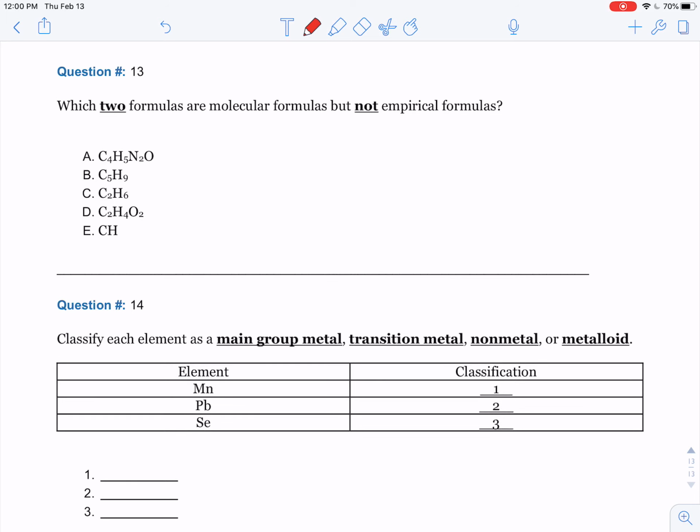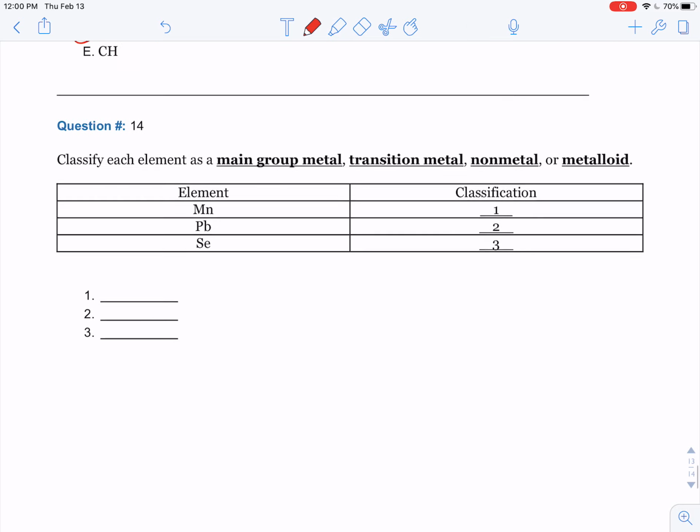We actually did this in class. Which ones are molecular formulas but not empirical formulas? If you can simplify, it is not an empirical formula. You can simplify this, you can simplify that. Those are the two that we are looking for.